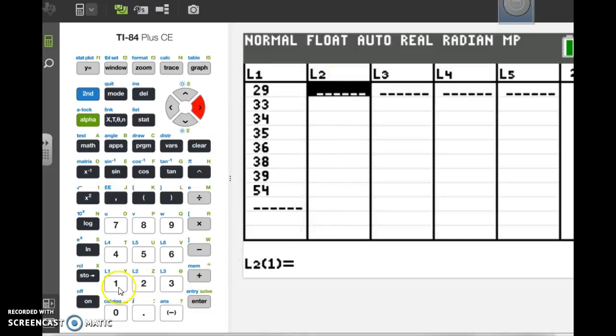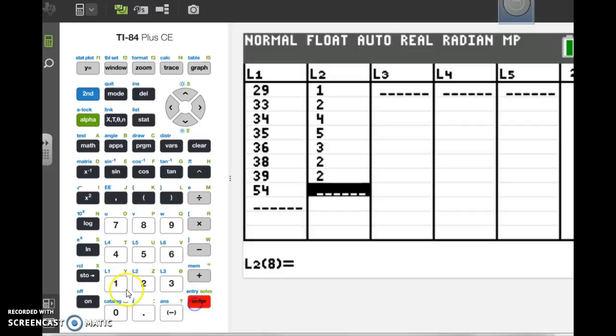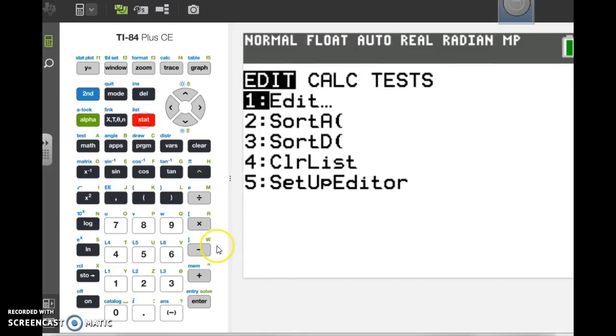So this was 1, 2, 4, 5, 3, 2, 2, 1. Okay, so notice these match up just like it's on the paper. You want to make sure they match up. All right, so now if I want to calculate the mean and the median, I go to Stat.